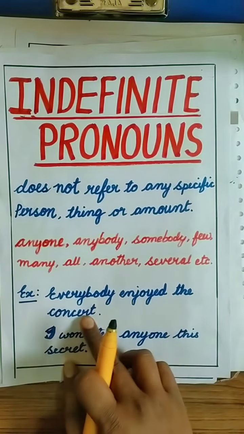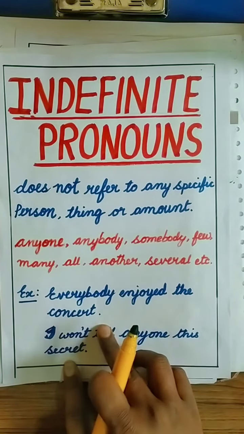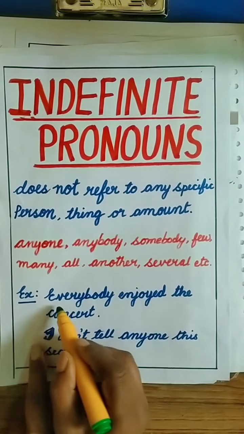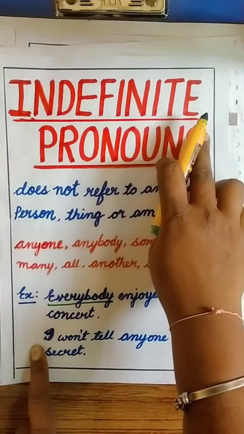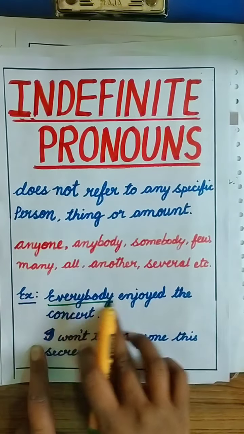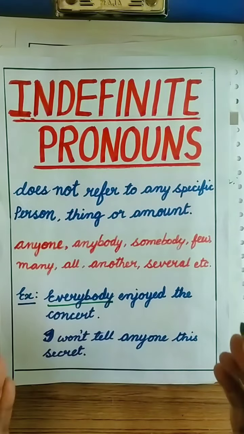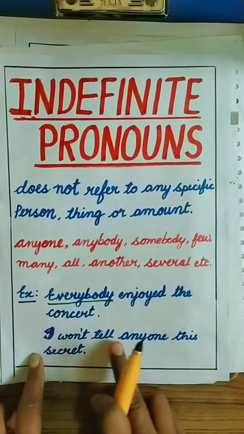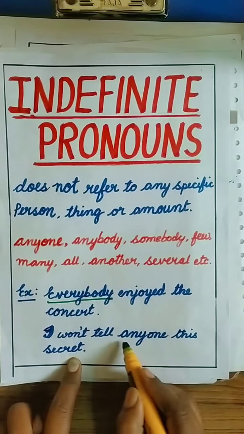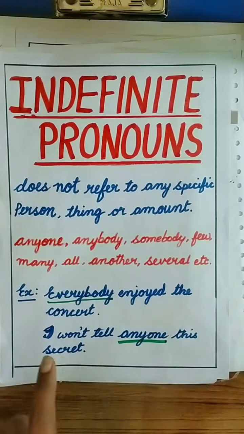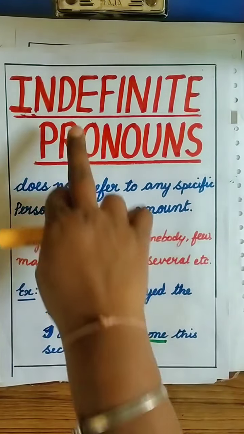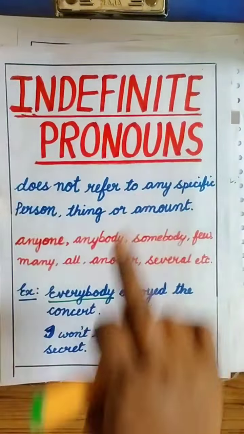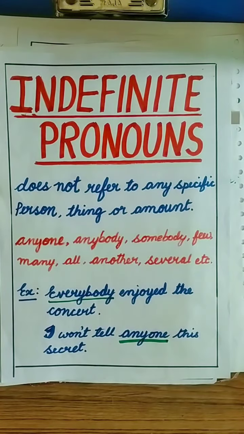Everybody enjoyed the concert. Like the concert was going on and everybody enjoyed. So the word everybody is an indefinite pronoun. Everybody means it is not particular. I won't tell anyone this secret. So I won't tell this secret to anyone. Anyone is the indefinite pronoun. So let us go with some examples.